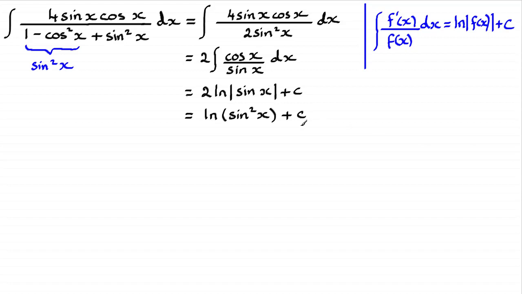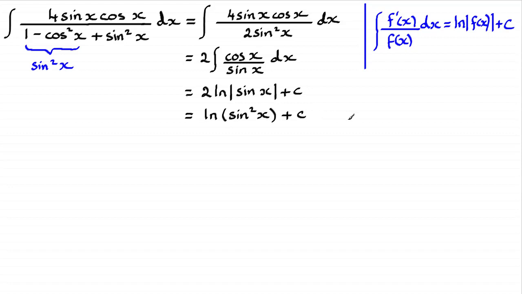And notice how I've removed the modulus sign. We don't need it here because if you were to square any function, it's going to be a positive value, okay? So the natural log of sine squared x plus that constant of integration c. All right, so either of these two answers would do.